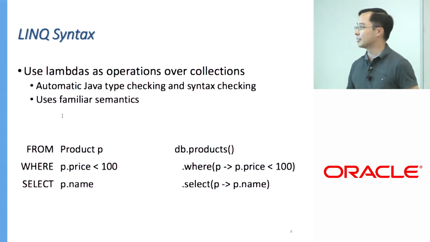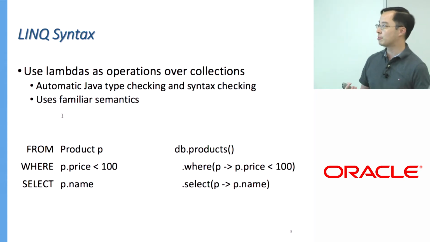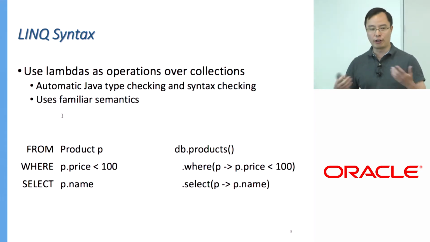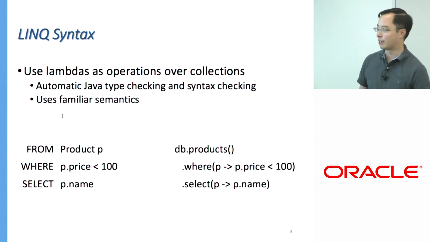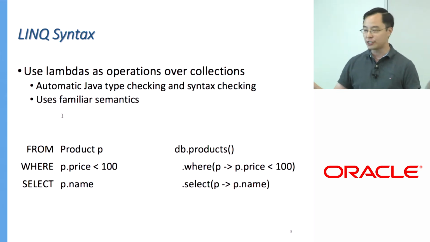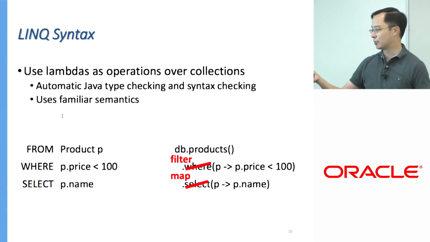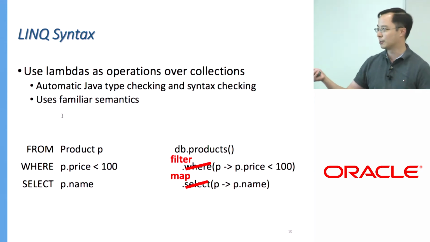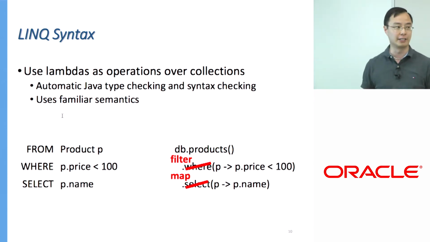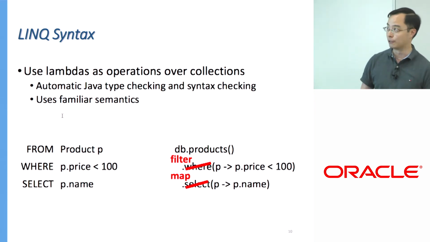OK, so as I showed before, these LINQ-style queries are just written as lambda operations over collections. So basically, it's exactly like working with large lists of data in any functional programming language. Here we use where and select because it matches the database terminology, but this could just as easily be written as filter and map instead. Just like in Scheme or Lisp, where you'd filter or map operations in a functional language, you can do the exact same thing with these LINQ-style queries. Because of that, these queries use familiar semantics that programmers already know.